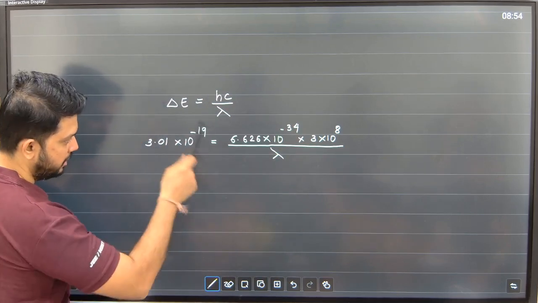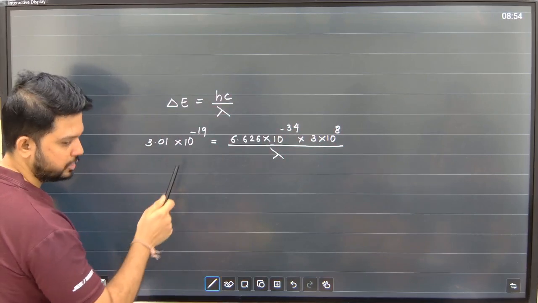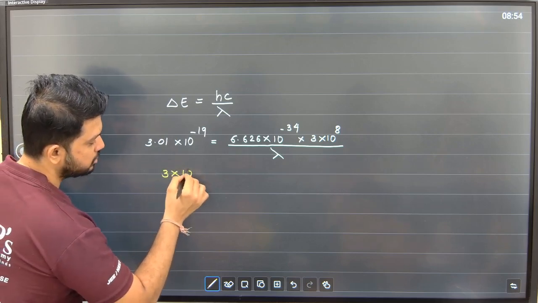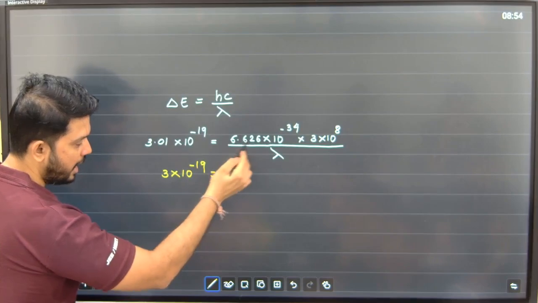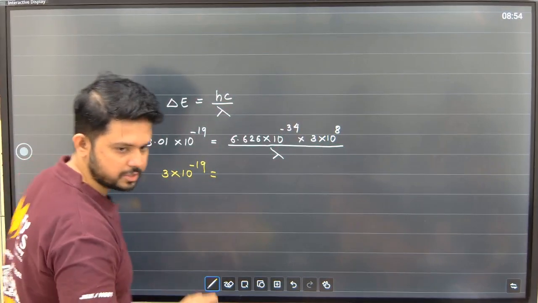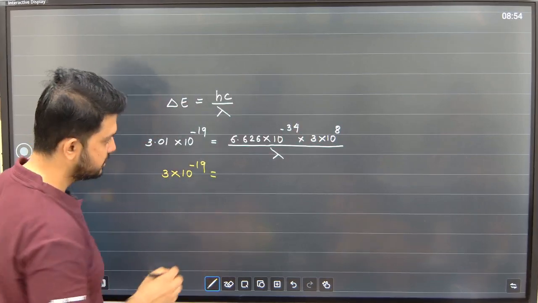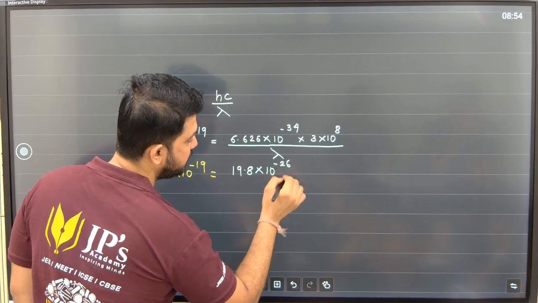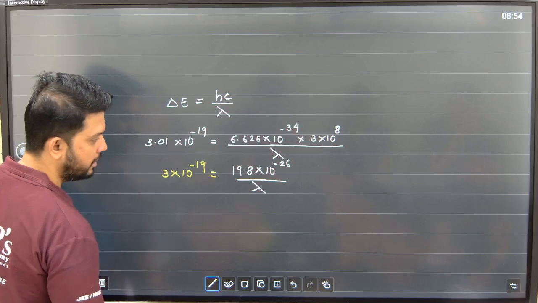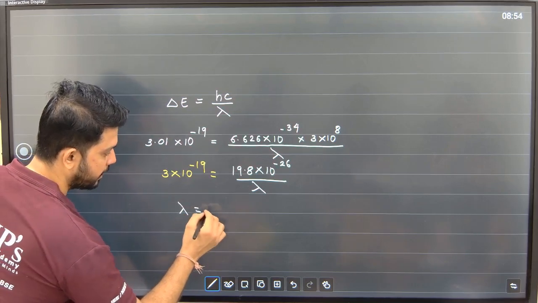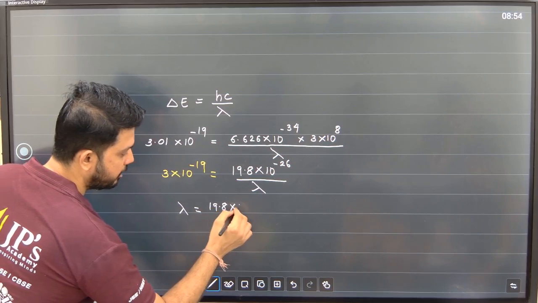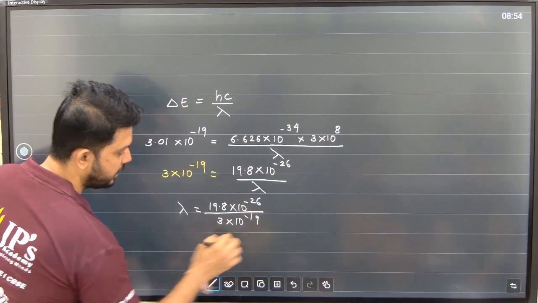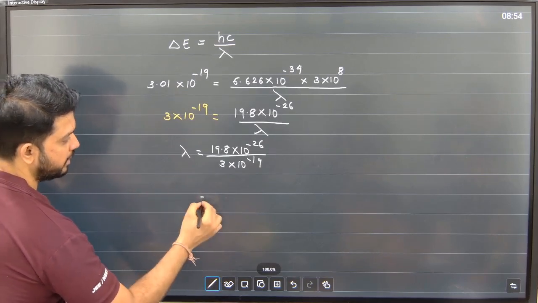Let's approximate this a little. Instead of writing 3.01 into 10 raised to minus 19, what will we do? 3 into 10 raised to minus 19. Anyone remember this multiplication, 6.626 into 3? Excellent, that is 19.8 into 10 raised to minus 26 over lambda. So how much is lambda? 19.8 into 10 raised to minus 26 over 3 into 10 raised to minus 19. Can you solve this and finally find lambda?